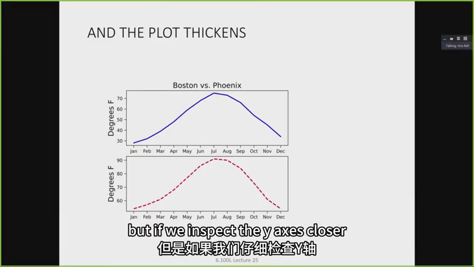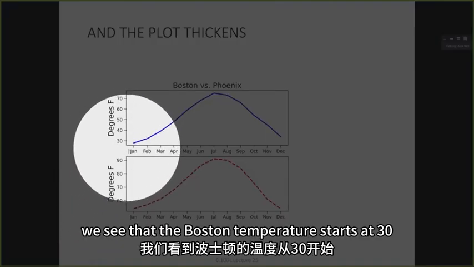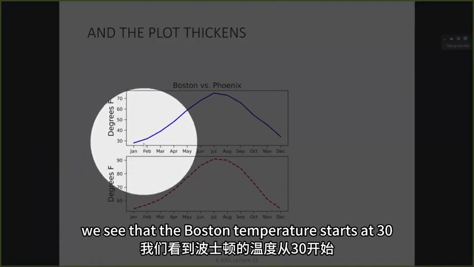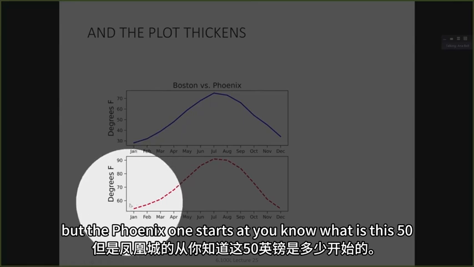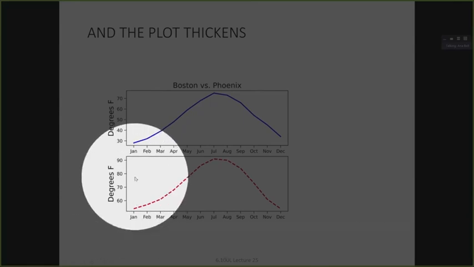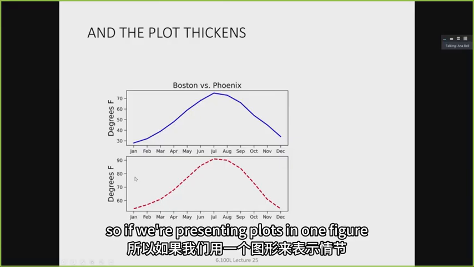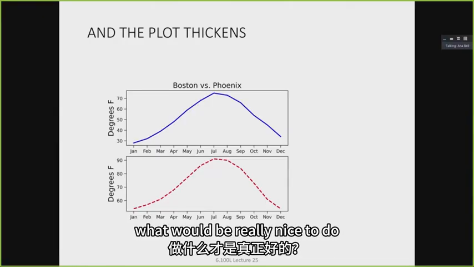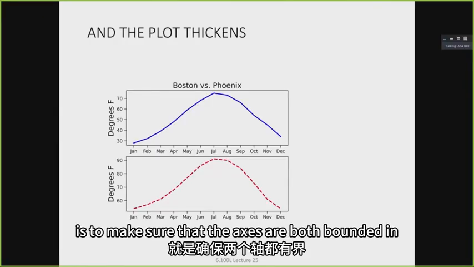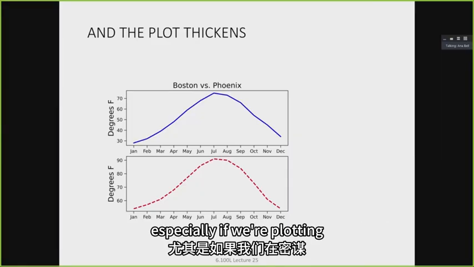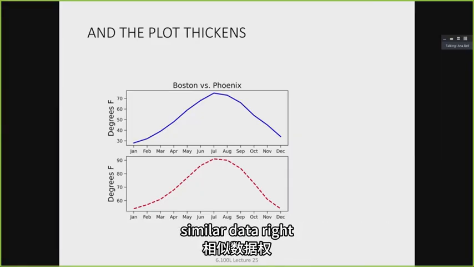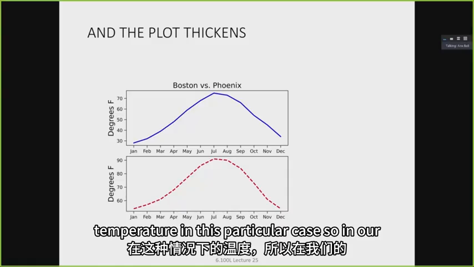But if we inspect the y-axes closer, we see that the Boston temperature starts at 30, goes to 70, but the Phoenix one starts at 50 and goes to 90. So if we're presenting plots in one figure, what would be really nice to do is to make sure that the axes are both bounded in a similar way, especially if we're plotting similar data, right? Temperature in this particular case.